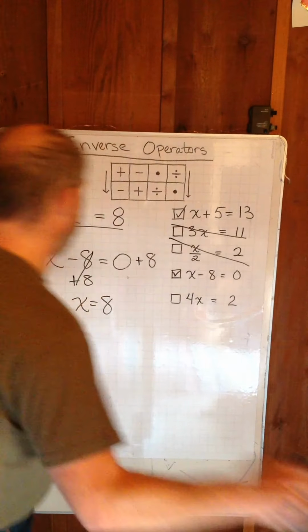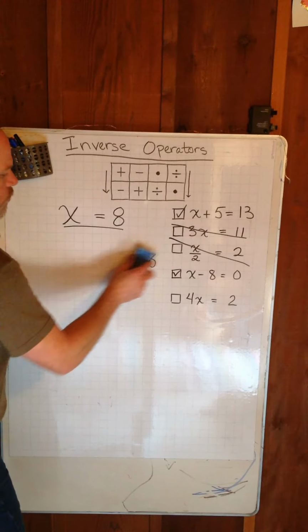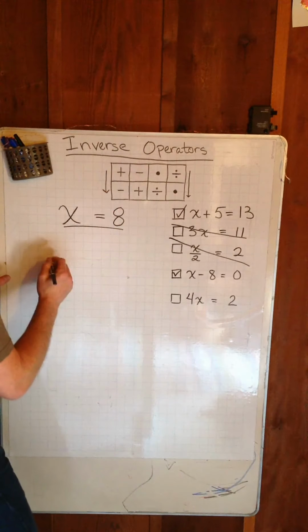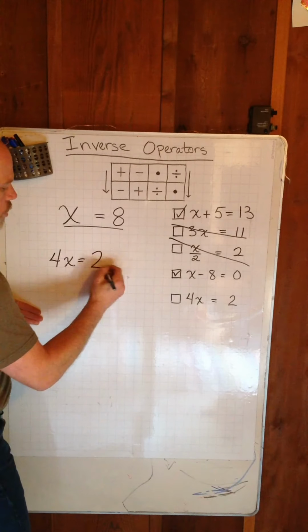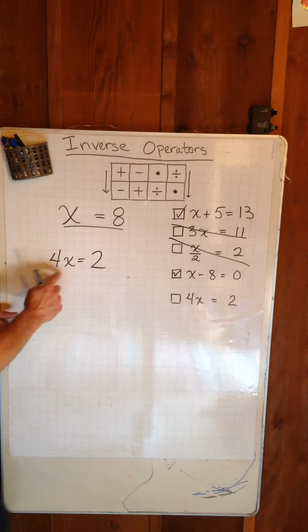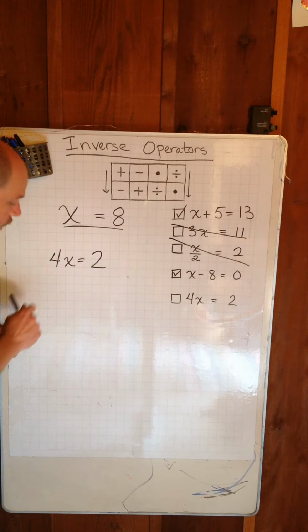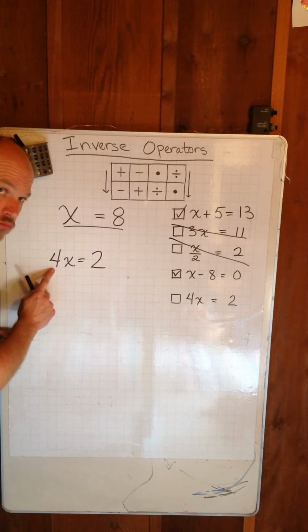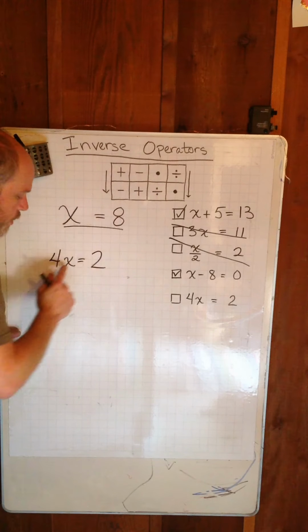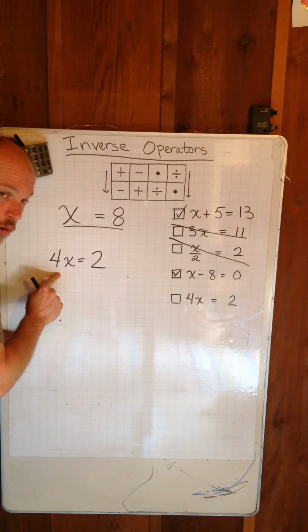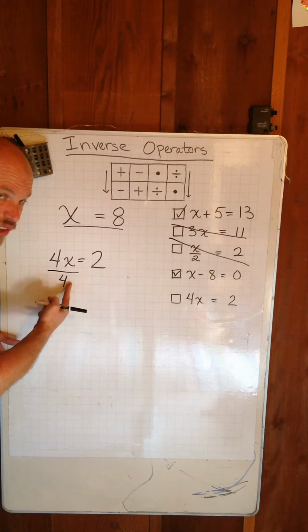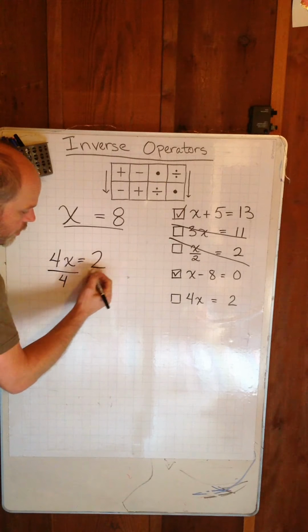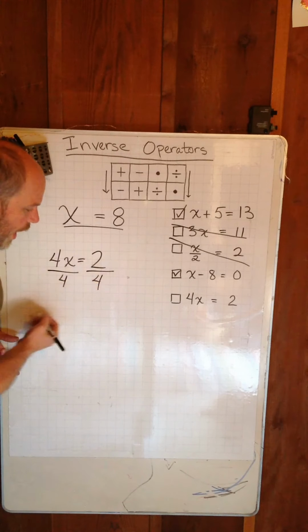Now, last one. We have 4x equals 2. What's being done to x? Well, it's being multiplied by 4. And I see that my inverse operator for multiply is divide. So the inverse operation of multiply by 4 is divide by 4. But if I do it to one side, I have to do it to the other. So I divide this side by 4 as well.